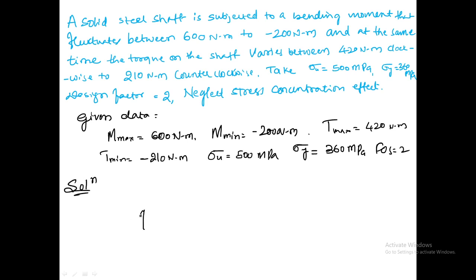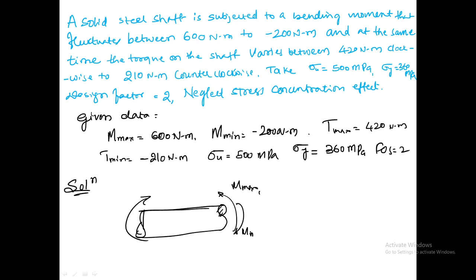So, now this is a shaft which is subjected to bending moment M max as well as M minimum. Along with this, it is also subjected to the torques T max and T minimum. So, T max is here, T minimum is here. So, M max, M minimum.